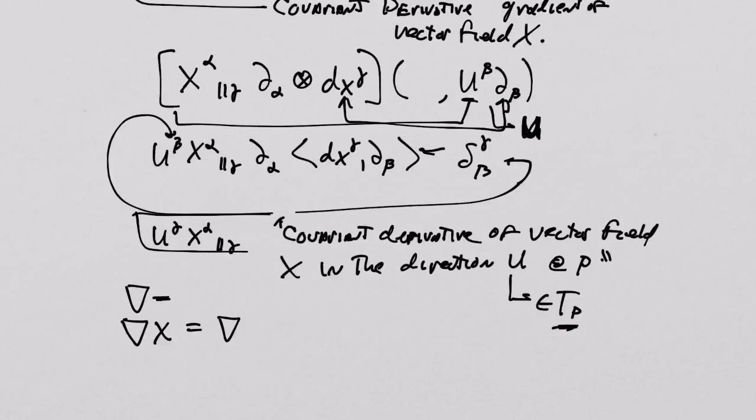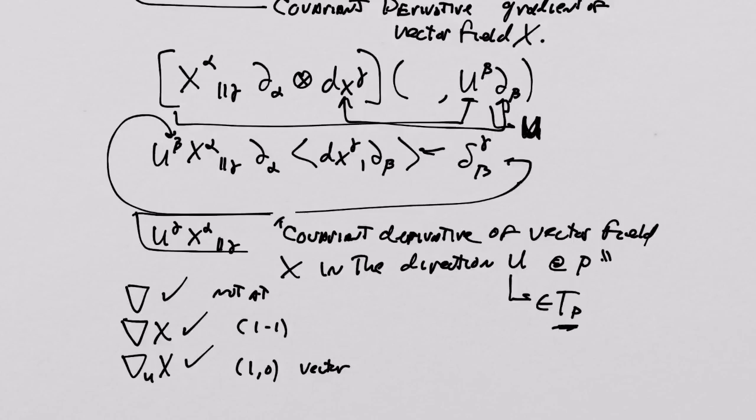This is the covariant derivative operator. This is the covariant derivative of X, right? Let me do that a little better. This is the covariant derivative operator. This is the covariant derivative of X, and then you have this thing, which is the covariant derivative of X in the direction of u. This is a 1-1 tensor. This is a 1-0 tensor, right? We also call that a vector. And this thing is not a tensor. So let's talk about that for a moment.